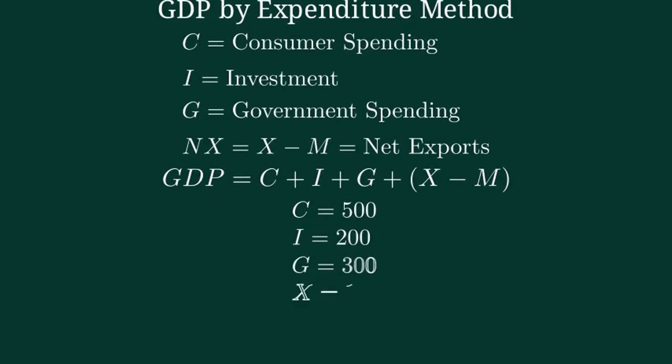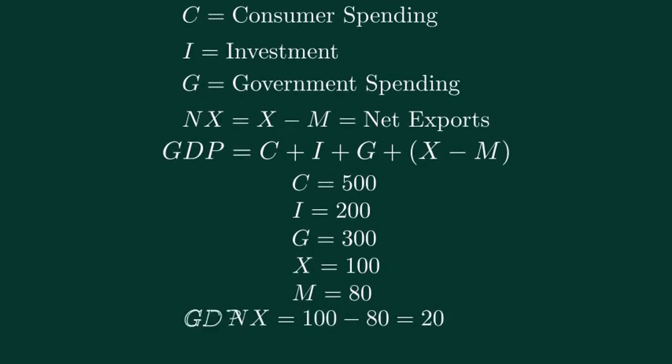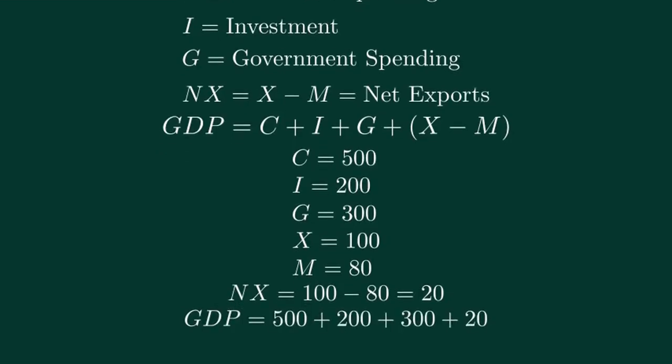Now let's use an example. Suppose consumer spending is 500, investment is 200, government spending is 300, exports are 100, and imports are 80. First compute net exports. Exports minus imports is 100 minus 80, which equals 20.